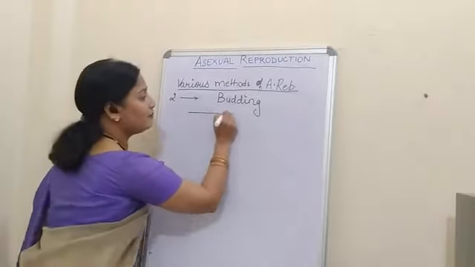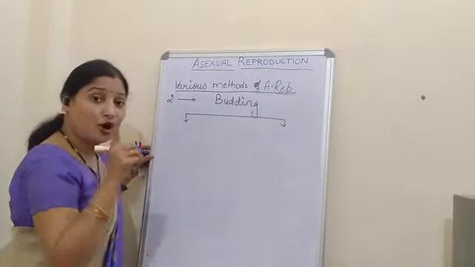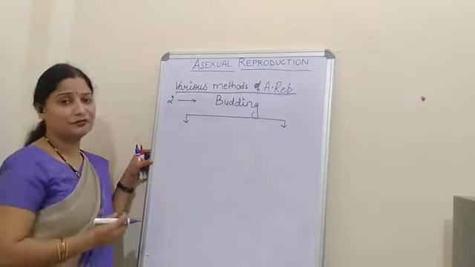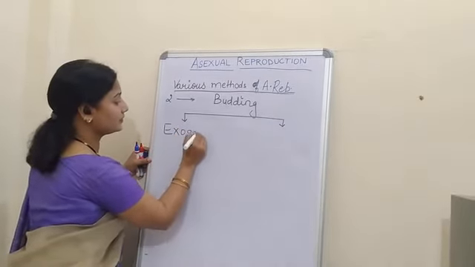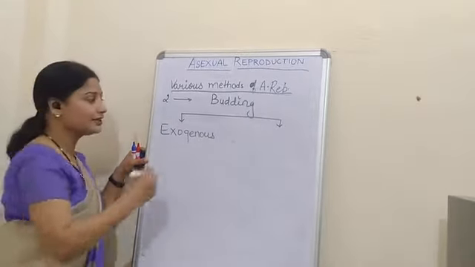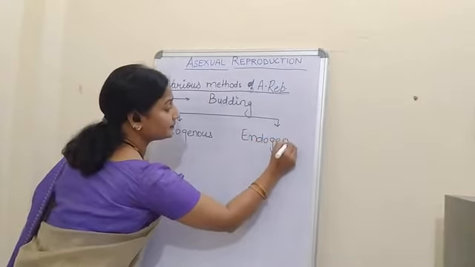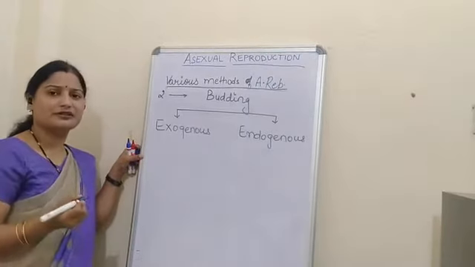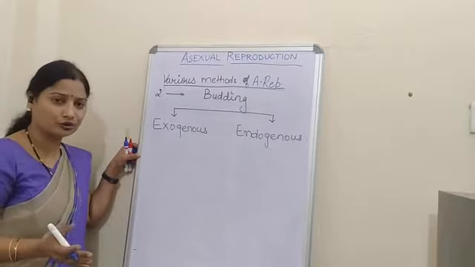See, budding can be of two types. First, on the basis of bud formation, if the bud forms on the outside of the body, it is called exogenous. And if the bud forms inside the body, it is called endogenous. Now see, exogenous simply means when there is a formation of the bud on the outside, it is an outgrowth.